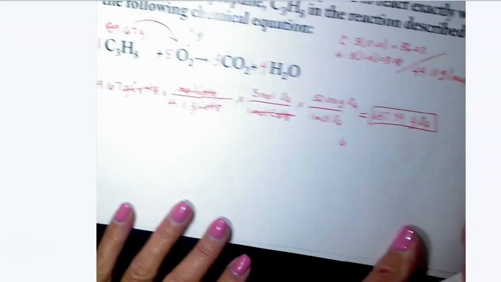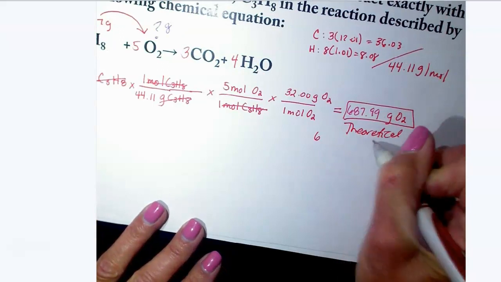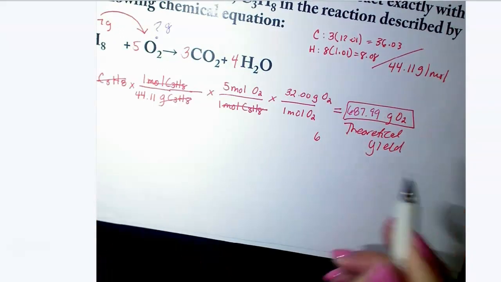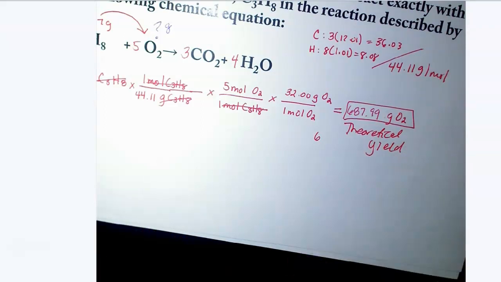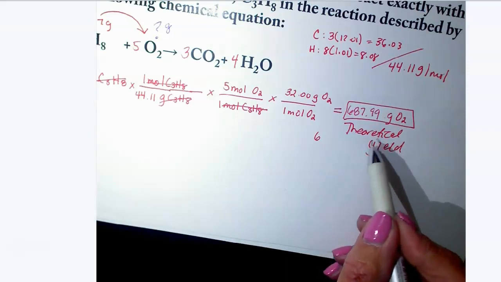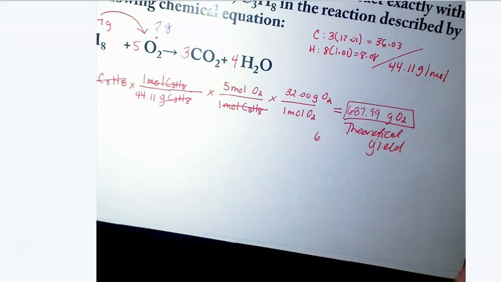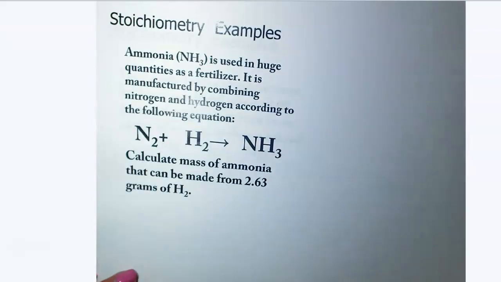Now, this is the theoretical yield, and I'm sure I spelled that wrong, but this is our theoretical yield. Every time you do a stoichiometry problem, your answer is your theoretical yield. It more so pertains to your product, but theoretically, if everything was perfect in the reaction and there were no spillages or anything, that's exactly how much we would need for the reaction to happen.